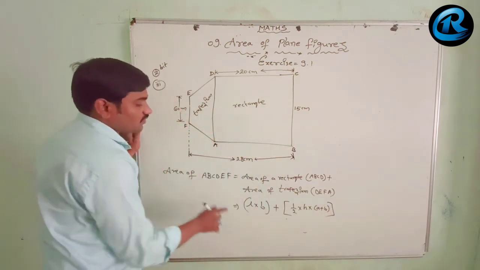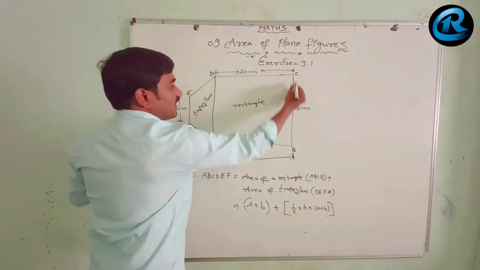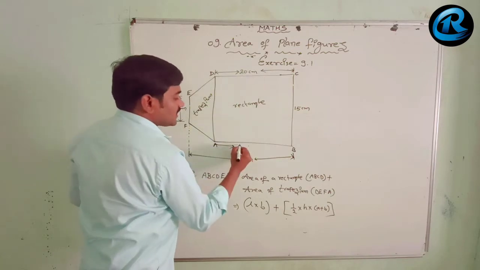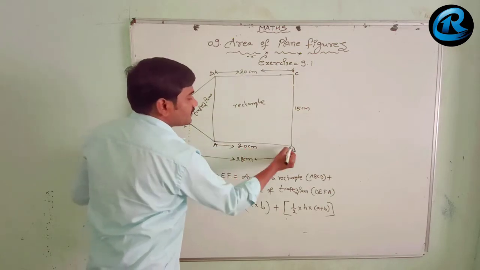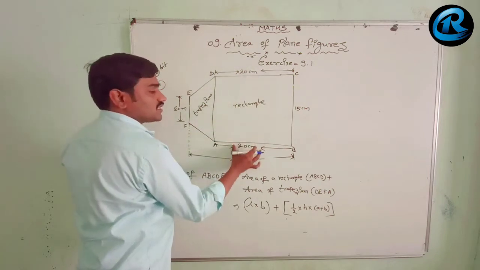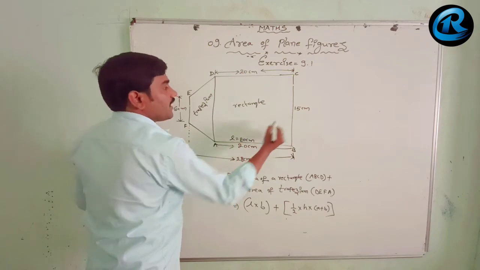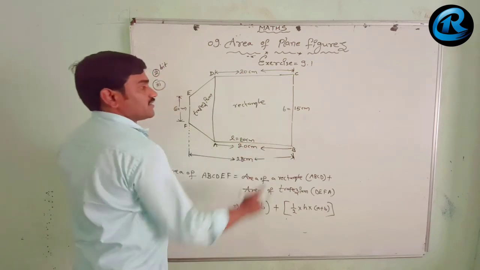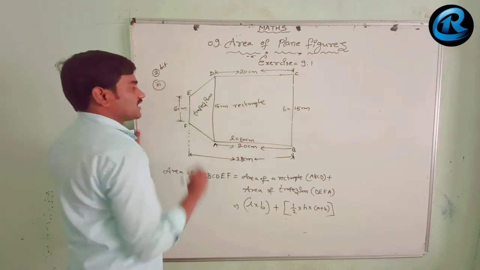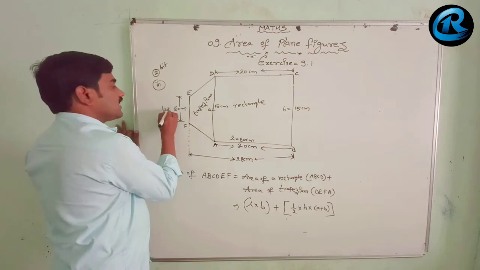First of all, let us know the length and breadth of this rectangle. This is the length and this is the breadth. Already it is given that opposite sides are equal, so it is also 20 centimeter on this side. So opposite sides will be equal. The length L equals 20 centimeter and the breadth is given as 15 centimeter. Here also it is 15 centimeter. Then this will be a and this is equal to b.